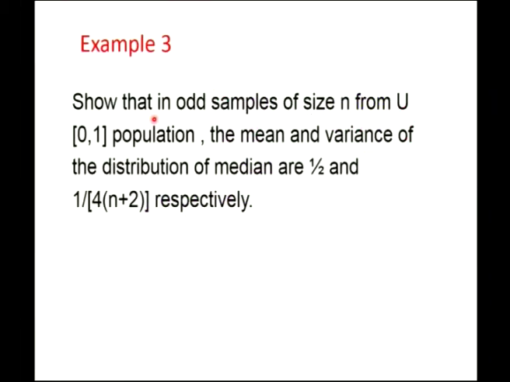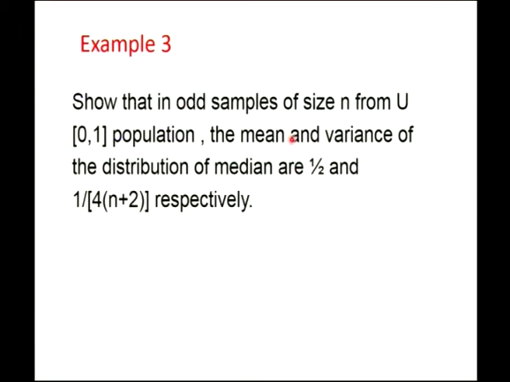Next example is to show that in odd samples of size n from a uniform distribution having parameters 0 and 1, it means the population is following uniform distribution with parameters 0 and 1, the mean and variance of the distribution of median are 1/2 and 1/(4(n+2)) respectively. We have to prove this for odd samples of size n. First of all, we shall write down the PDF of the population.